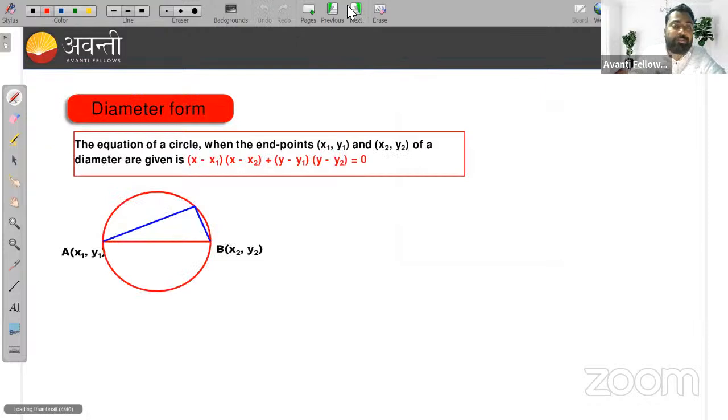Okay. Let's move to diameter form. So what is the diameter form? That means when you have the diameter of the circle and you know the coordinates of the endpoints of the diameter, then by using those coordinates we can easily find the equation of circle also. What is that actually? If the endpoints are x1, y1 and x2, y2, then the equation of circle will be x minus x1 into x minus x2 plus y minus y1 into y minus y2 is equal to 0. This is the diameter form of the circle. Clear everyone? Okay.